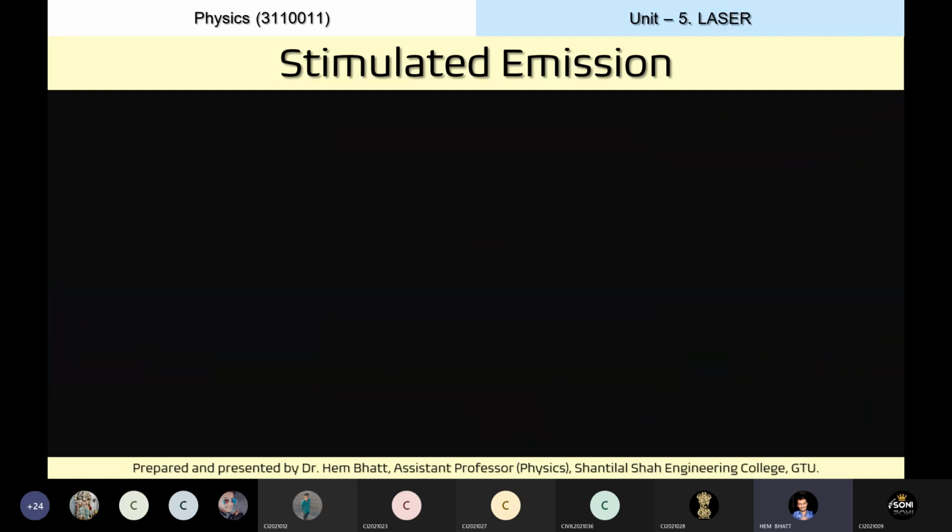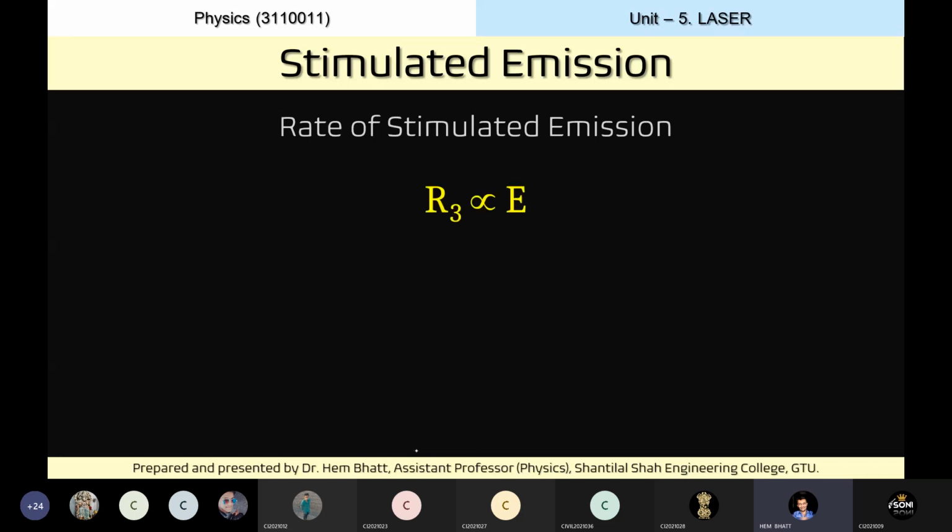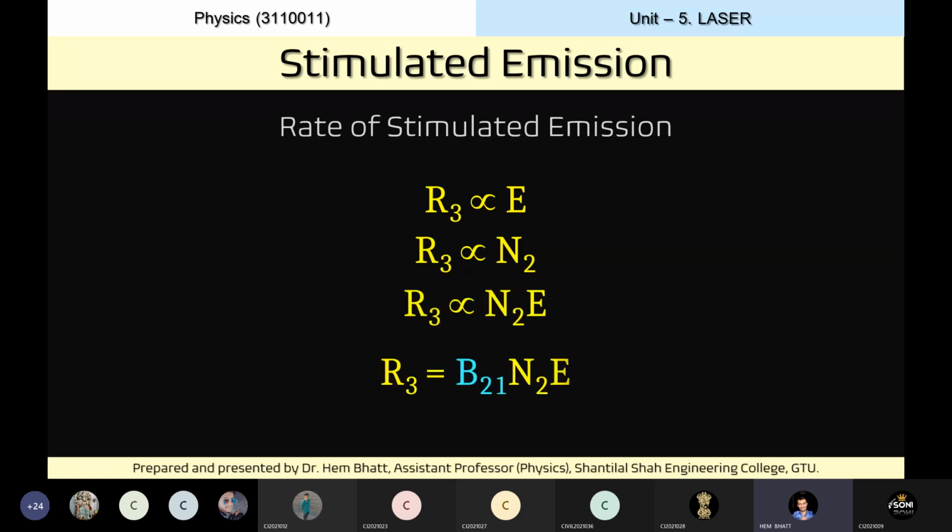So now, the equation for stimulated emission. The rate of stimulated emission depends on two factors. It depends on E, it depends on N2, and hence R3 is proportional to N2E. Remove proportionality and you have B21. What is E? Number density of photons.